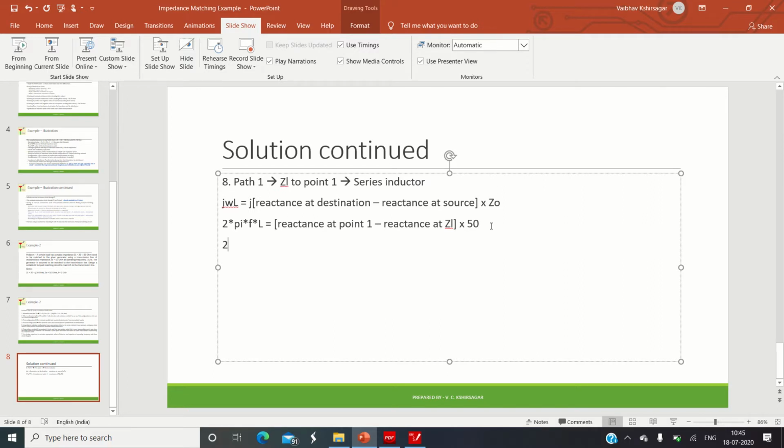Now 2π times f, where f is 1 gigahertz. Please remember. Okay, so f I will write right now into L, right? Because here the unknown value that we want to find is an inductance value. Now be very careful in order to understand and read the value of reactance, and kindly follow the sign convention.